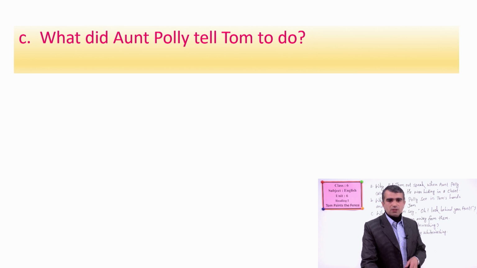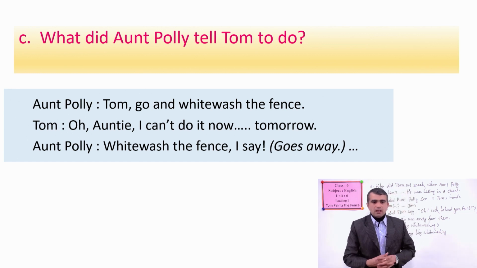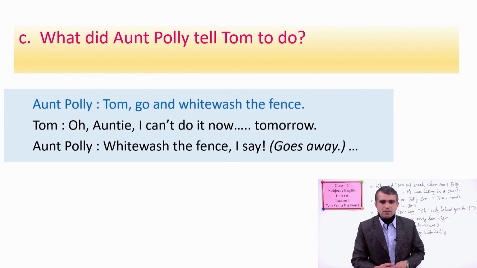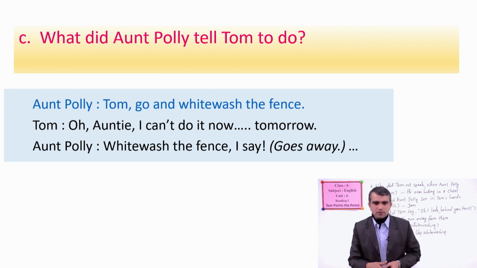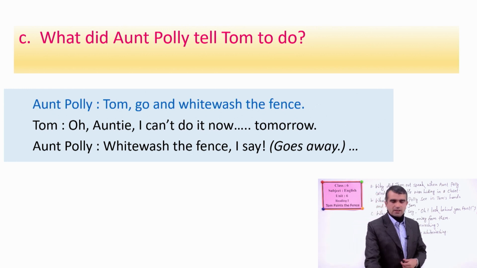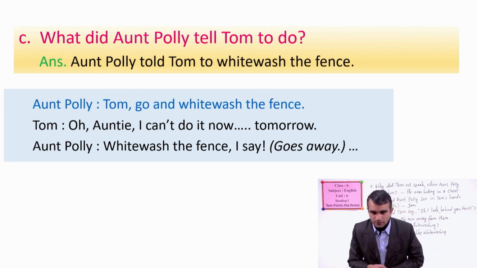And next question, what did Aunt Polly tell Tom to do? You can find it in this part of the play. In the beginning of this part, it says, Aunt Polly: Tom, go and whitewash the fence. So what did Aunt Polly tell Tom to do? To whitewash the fence. Very good. The answer is Aunt Polly told Tom to whitewash the fence.